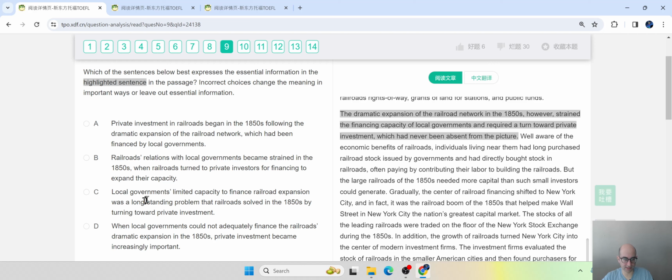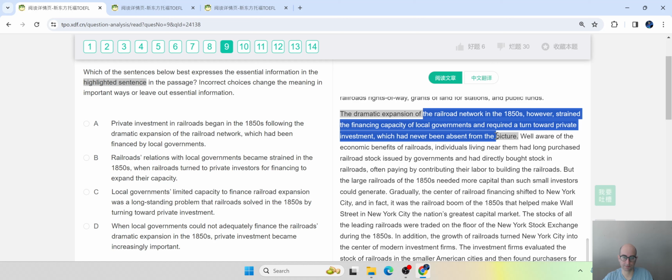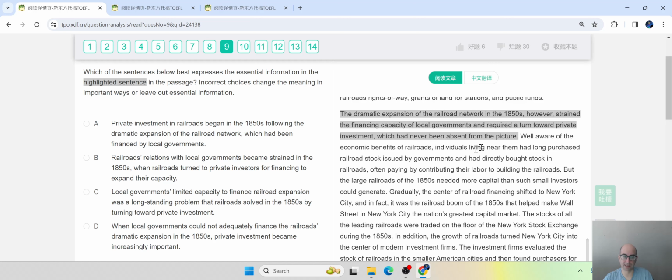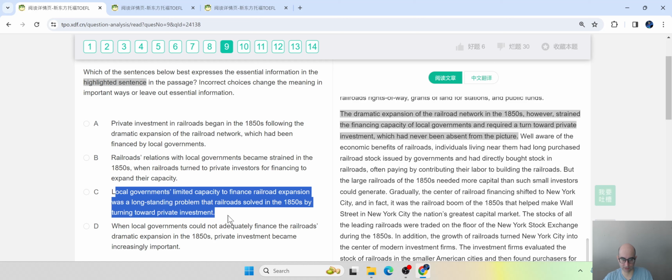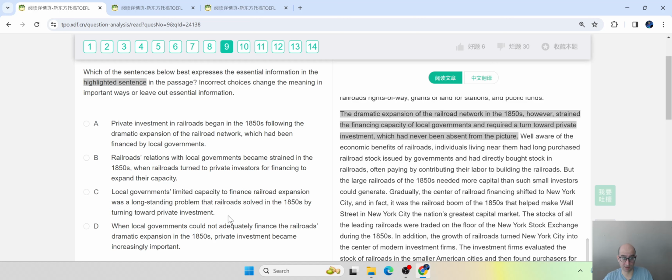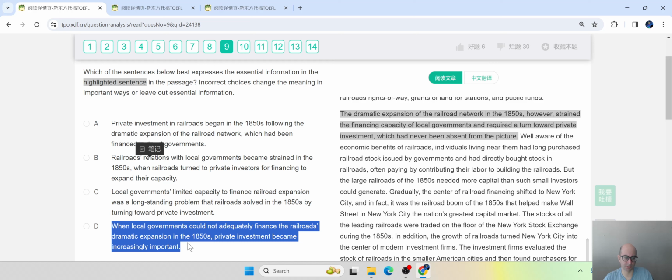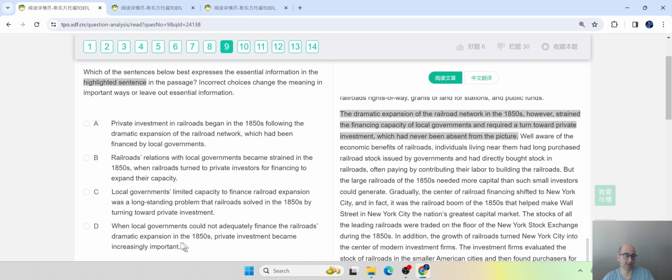The other issue is this adjective as well. To finance railroad expansion was a long-standing problem. Well, did they say it was a long-standing problem in the passage? No, they never mentioned that in the highlighted sentence at all. So again, they're modifying the original information, okay? If you modify something using adjectives, adverbs, you are changing the meaning. So this is incorrect as well. So by process of elimination, we know D is the right answer option. But let's read it, just for our own understanding too.